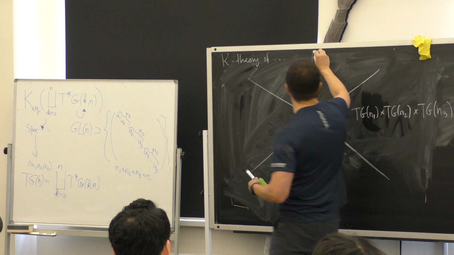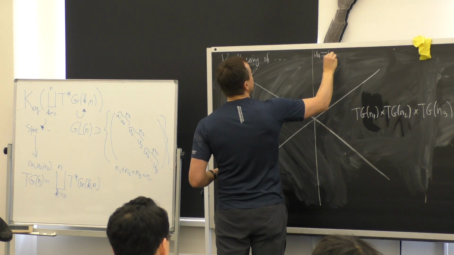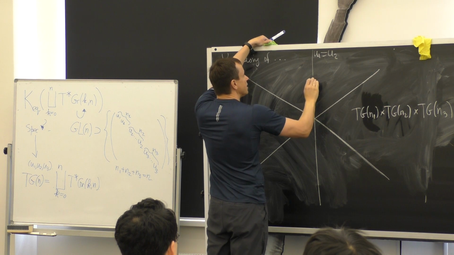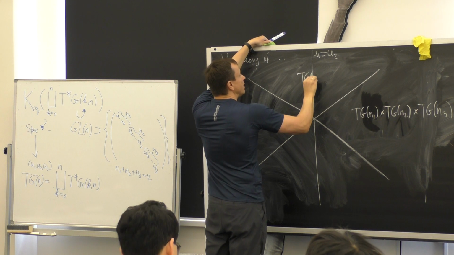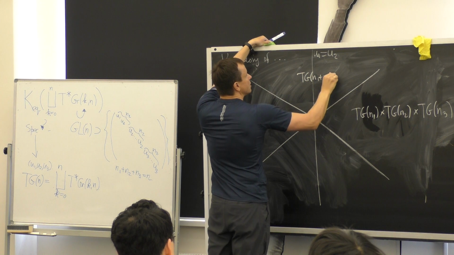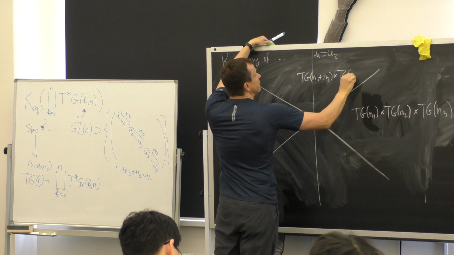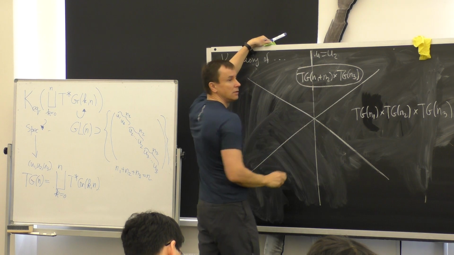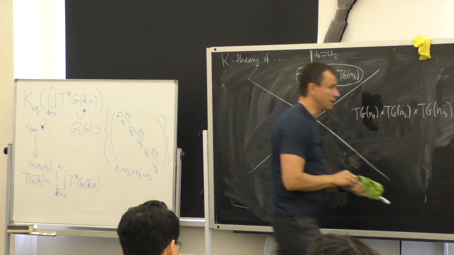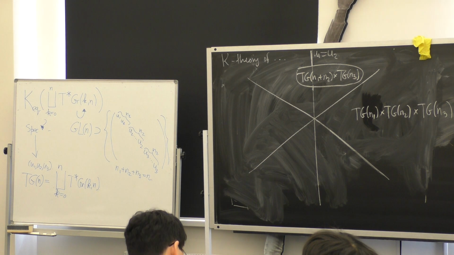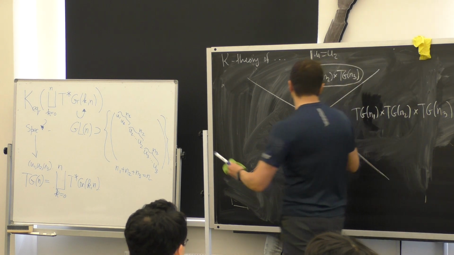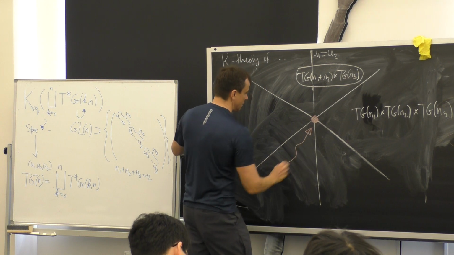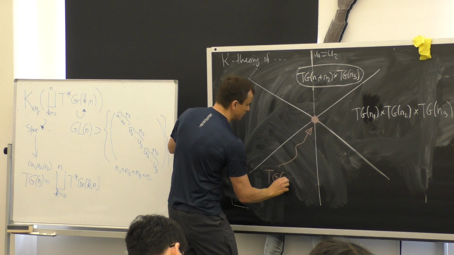Then if U1 equals U2, here my fixed locus jumps. So here I get CG of N1 plus N2 cross CG N3. This is what I get on this wall. And in the middle, here sits my CG of N.